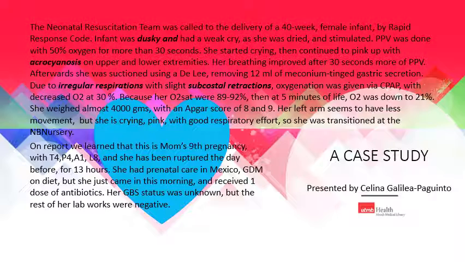On report, we learned that this is mom's 9th pregnancy. So she had 4 term infants, 4 preemies, 1 miscarriage, a total of 8 living children. She had been ruptured the day before for almost 13 hours. She had prenatal care in Mexico and was diagnosed with gestational diabetes, diet controlled, but she just came in the morning and received 1 dose of antibiotics. Her GBS status was unknown, but the rest of her lab work was negative.